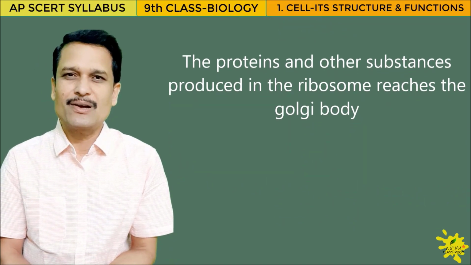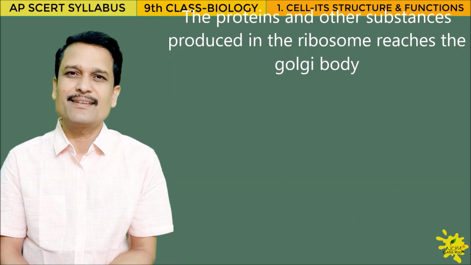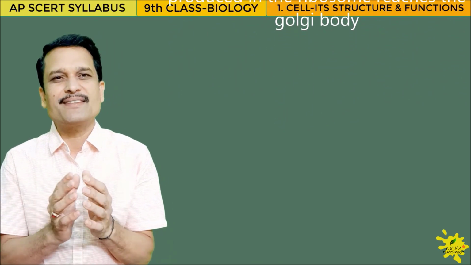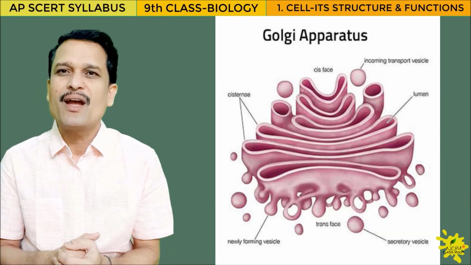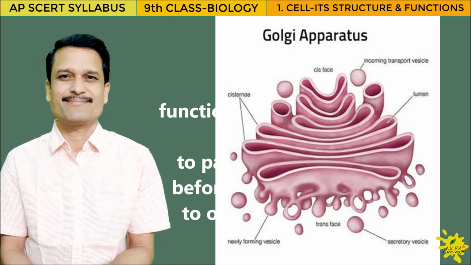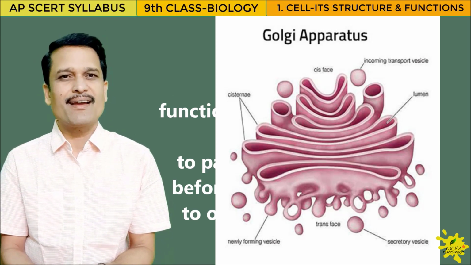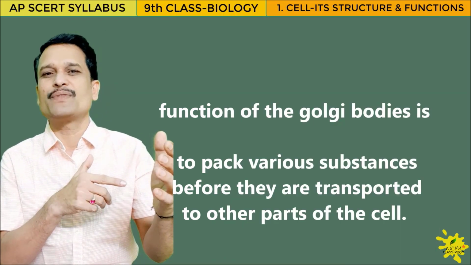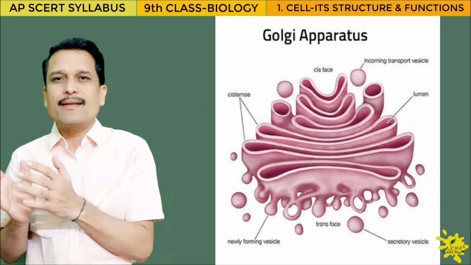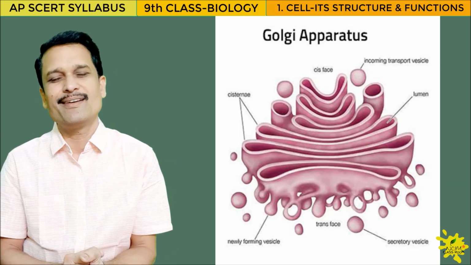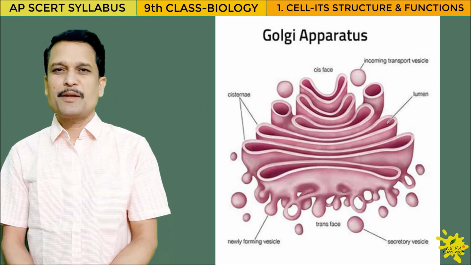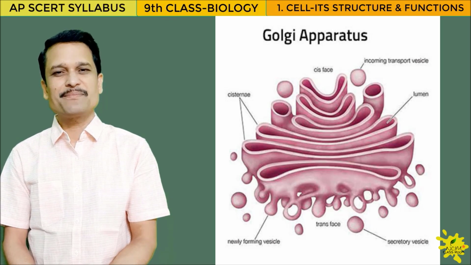The function of the Golgi complex is to pack various substances before they are transported to other parts of the cell. These substances are either sent towards the cell membrane or to another organelle. They are called lysosomes. The number of Golgi bodies varies from cell to cell.